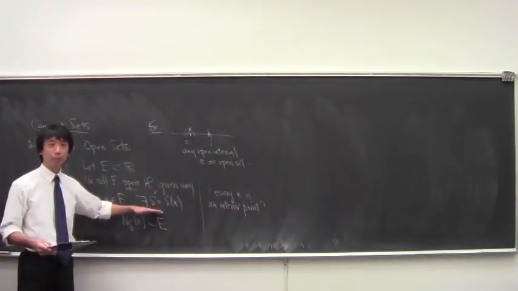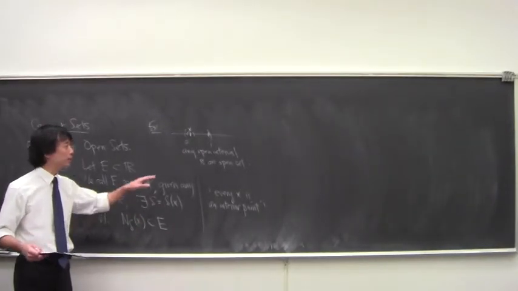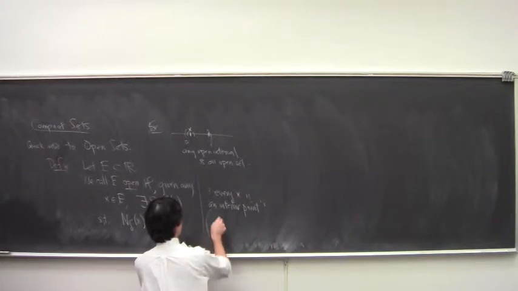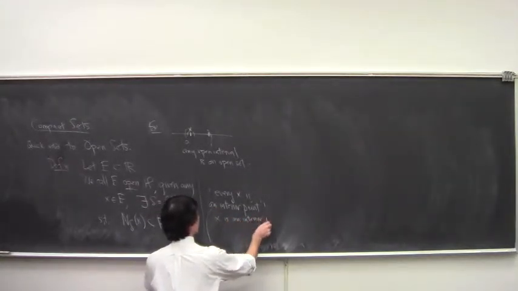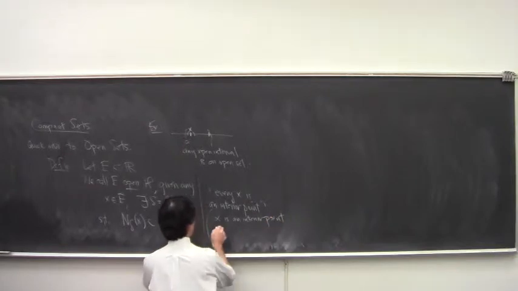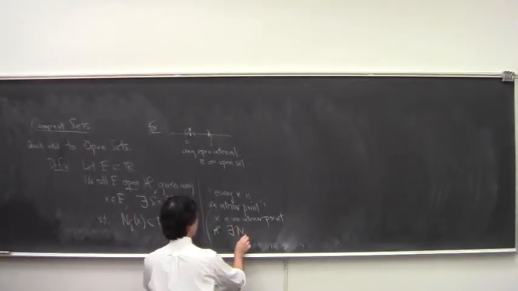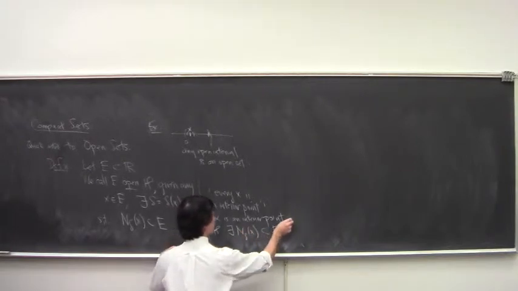Being an interior point means that there's some neighborhood of x that's interior to the set. X is an interior point if there exists some neighborhood of x that's contained inside of U.